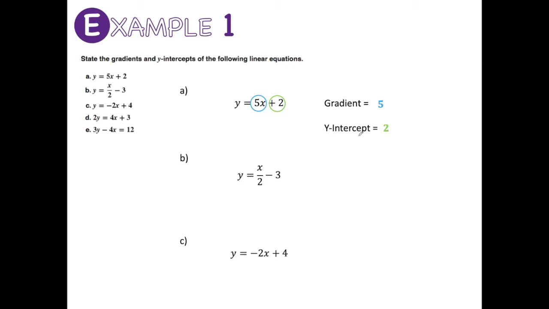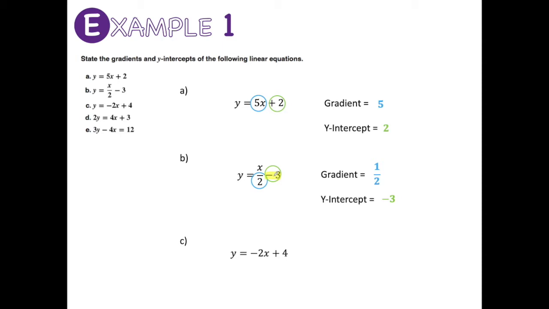For B, I've got y equals x over 2 minus 3. The gradient is going to be the number in front of the x, and in this case, it is divided by 2. In front of the x, I'm going to have a little 1. So my gradient is going to be 1 over 2, and my y-intercept is going to be negative 3, because in my formula, it is subtract 3, and I need to make sure that I look at the sign in front of the number. So in this case, my y-intercept is negative 3.